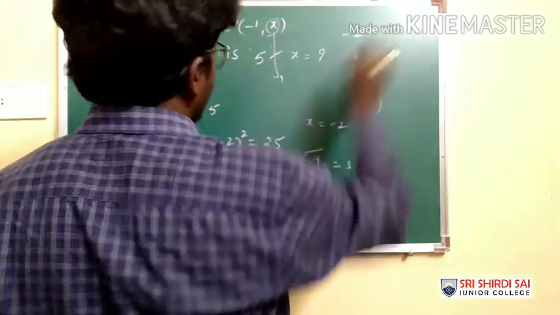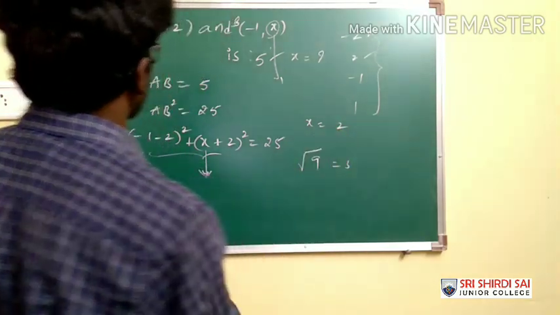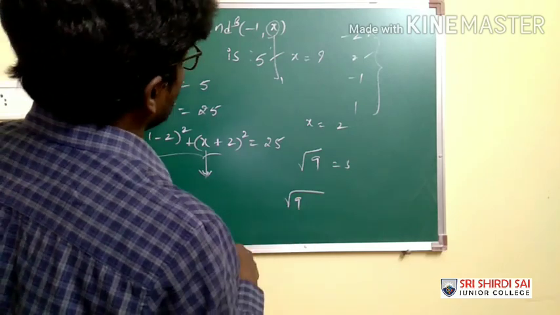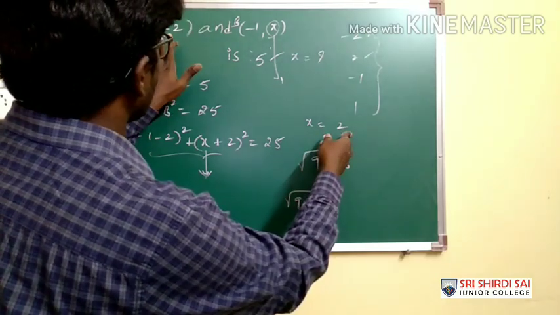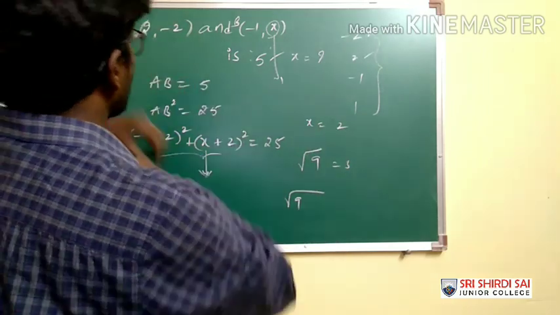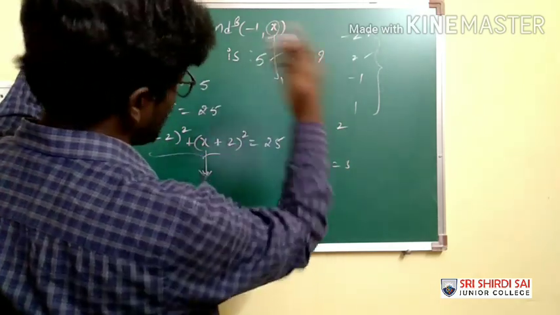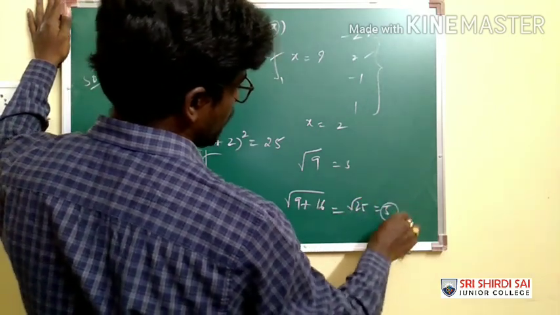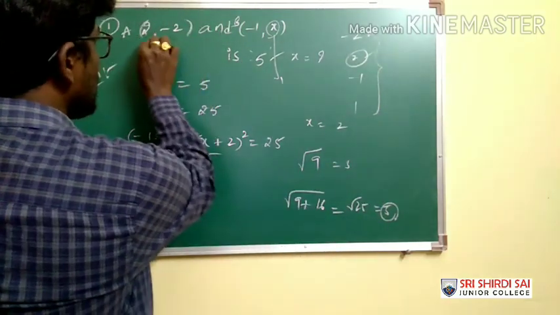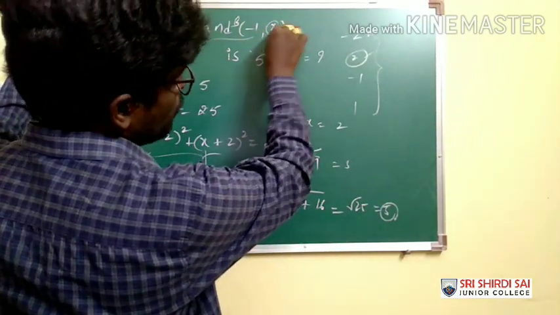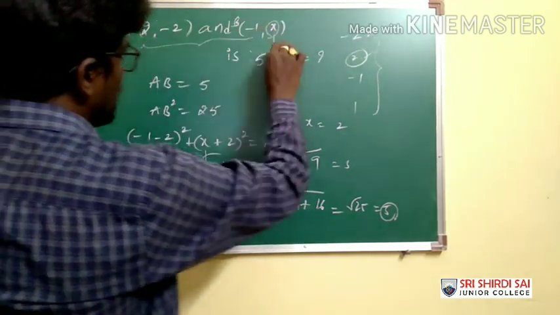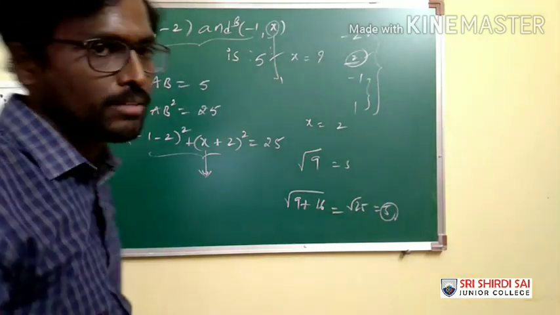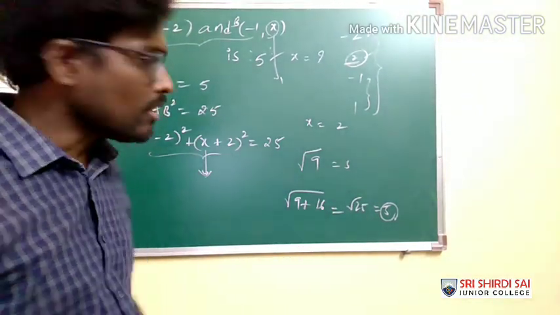Coming to the second option, 2. If you take x equal to 2, what do you get? (-1 - 2) whole square is 9, and (2 - (-2)) means 2 plus 2, which is 4 squared, that is 16. The square root of 16 plus 9 is the square root of 25, which is 5. For the second option, the distance between these two points is 5 units when x equals 2, and hence our option is closed. We need not check the third and fourth options since this is a single-choice question.